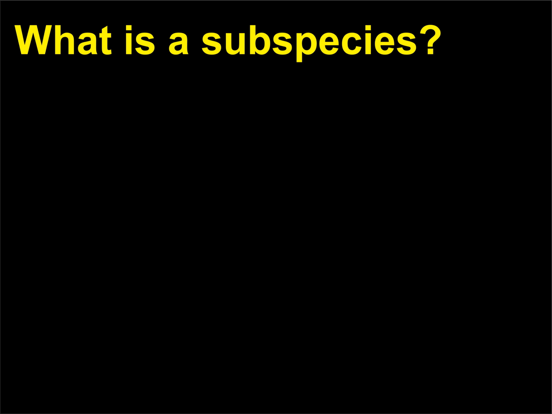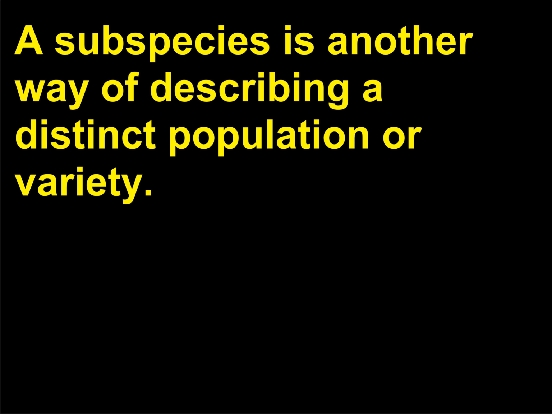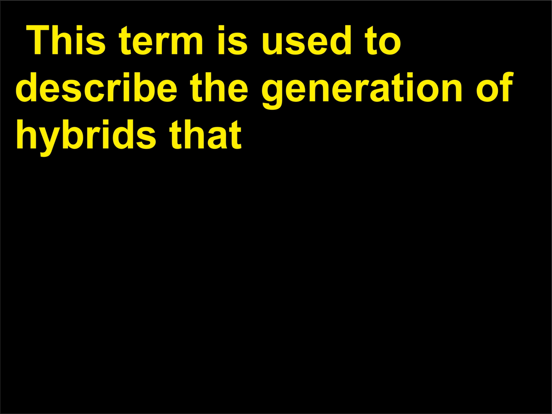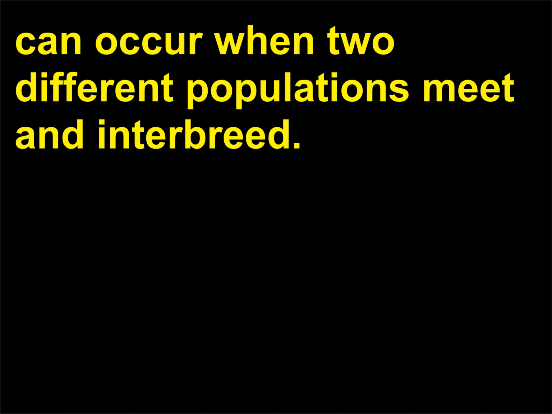What is a subspecies? A subspecies is another way of describing a distinct population or variety. This term is used to describe the generation of hybrids that can occur when two different populations meet and interbreed.